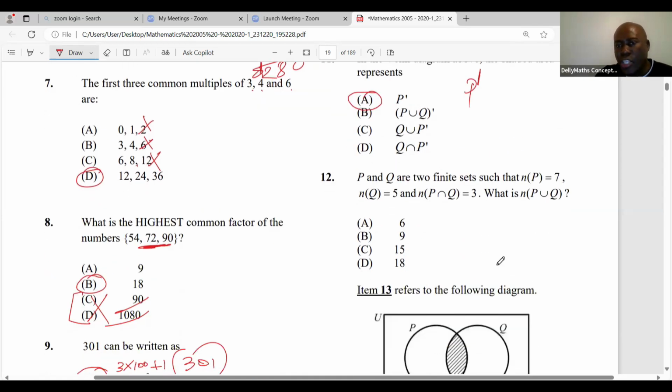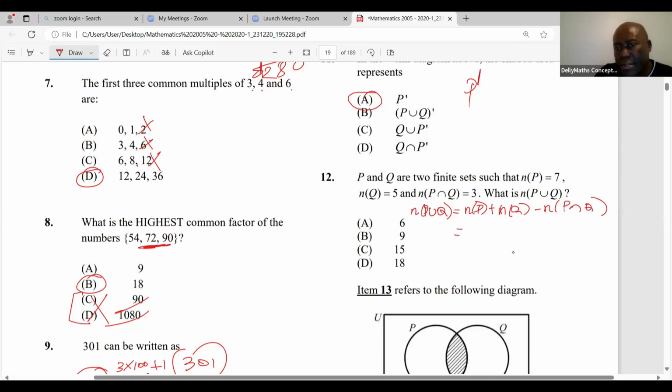Number 12, P and Q are two finite sets such that the number in P is 7, the number in Q is 5, P intersect Q is 3. What is n of P union Q? There is a quick formula that we want to employ here. So the formula says that if I want to find the number in P union Q, it is going to be the number in P plus the number in Q, and we're going to subtract the number in P intersect Q. All right.